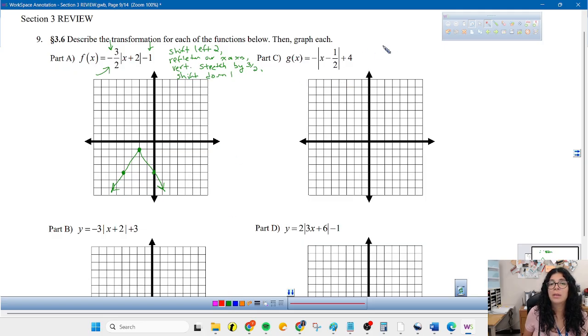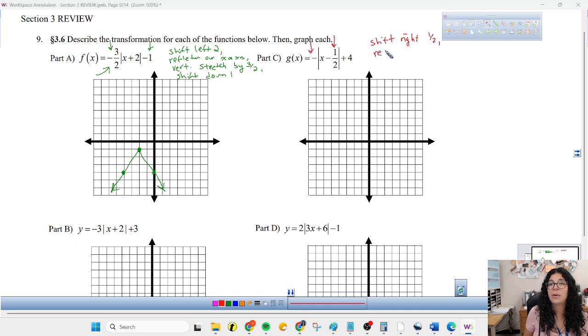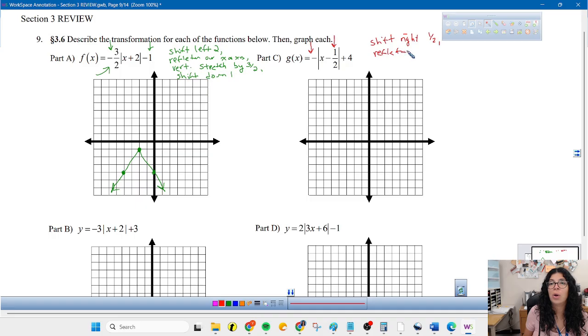So on part C, let's do the transformations first. Inside with x, we're subtracting 1/2, which is going to be a shift to the right 1/2. Again, remember, everything with x is the opposite. We're also multiplying by a negative on the outside, which is, again, that reflection over the x-axis, which is why it is a downward-facing V shape. And we're adding 4, which means it'll be a vertical shift up 4.